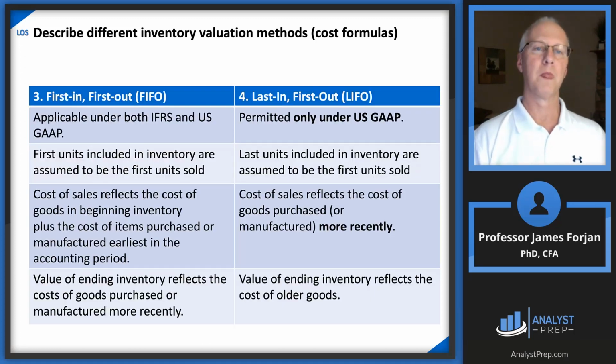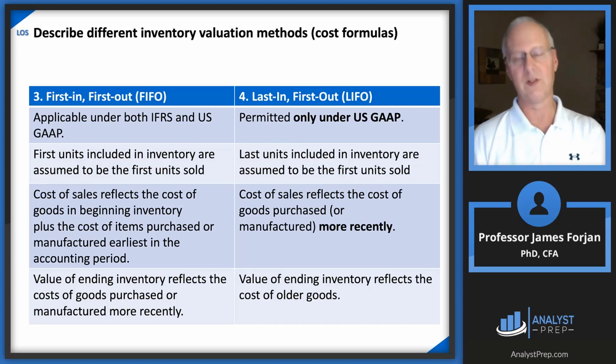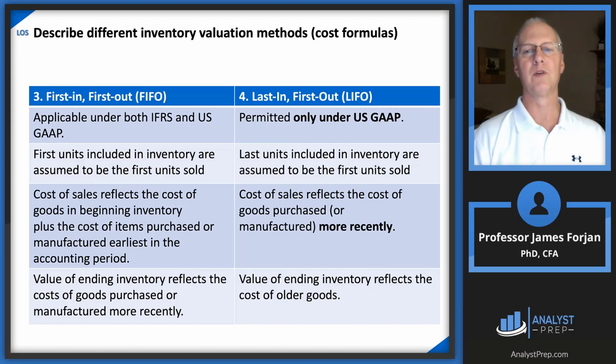Now, here's the big difference among the four methods that we're going to look at: FIFO and LIFO. First in, first out is recognized both internationally and in the United States, whereas LIFO is permitted only under U.S. generally accepted accounting principles. What FIFO does is the following. It assumes that the first units included in inventory are the first ones to be sold. Last in, first out is just the opposite. The last units included in inventory are assumed to be the first ones that are sold.